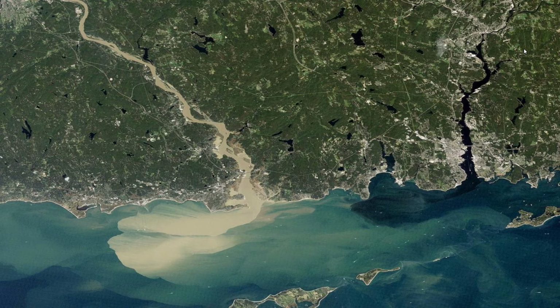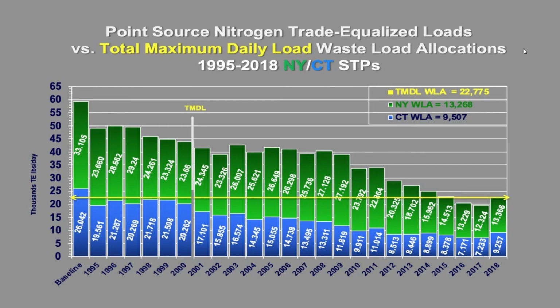In this image, we can see excess nutrients flowing down the Connecticut River and getting dumped directly into the water. The sources of those excess nutrients and waste were identified, and targets for reducing the amount of nitrogen entering the water were set. The graph shows the portions of the waste that were coming from New York and Connecticut and how they've changed over time. The amount has been decreasing and in recent years has been below the threshold.